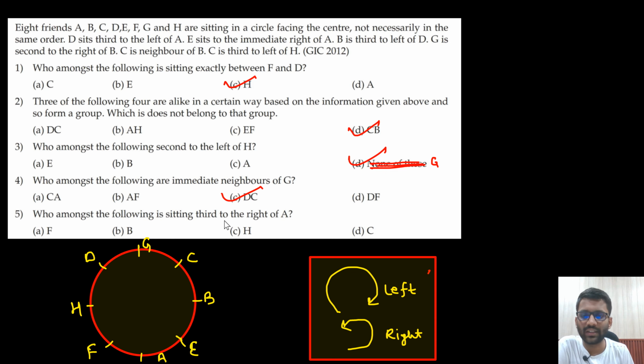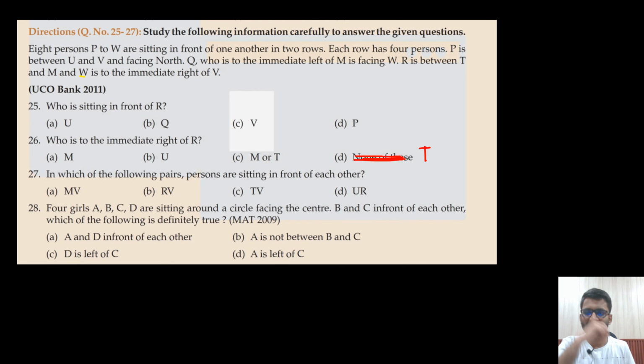Who among the following is sitting third to the right of A? Right of A. So this is the right of A. 1, 2, 3. Third to the right of A is C. Okay. Let's move towards the next problem. So these are the last 4 problems.